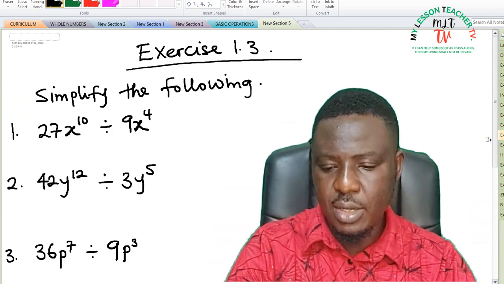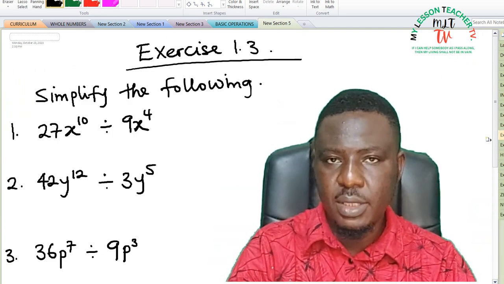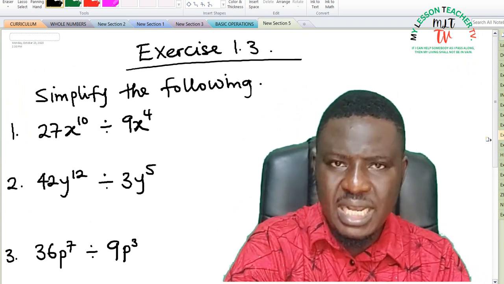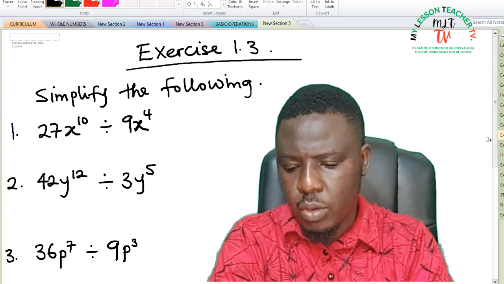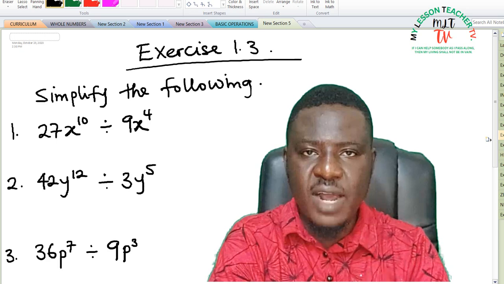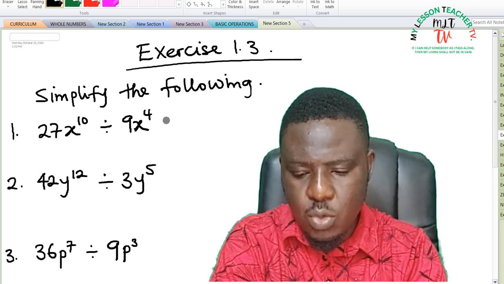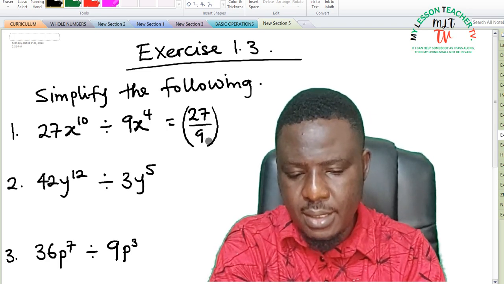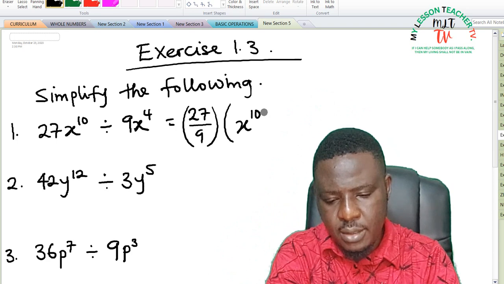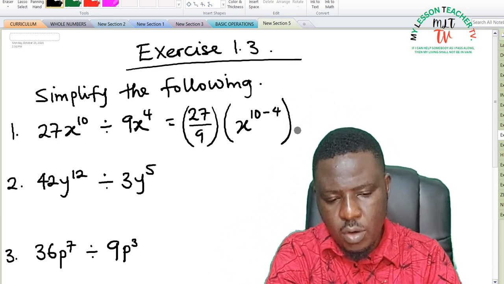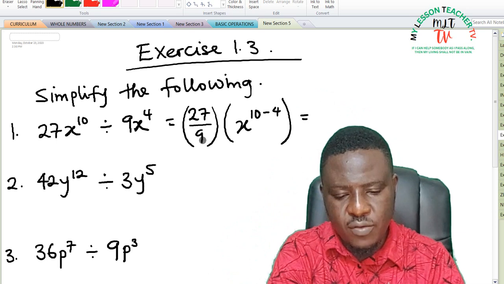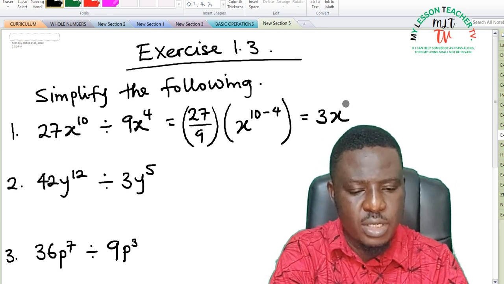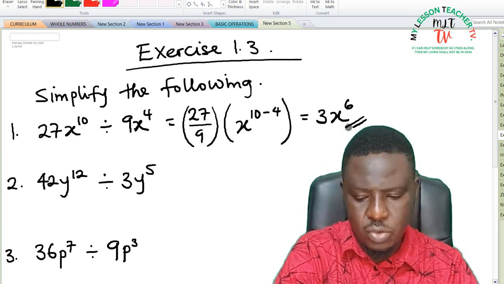In exercise 1.3, we are asked to simplify the following. In this exercise, we are going to be having coefficients. Just like I said in the law, when you're having a coefficient, you have to divide the coefficient by itself. So this is equal to 27 divided by 9 times x raised to the power of 10 minus 4. This is equal to 27 divided by 9 is 3. X raised to the power of 10 minus 4 is 6. So this is said to be 3x raised to the power of 6.